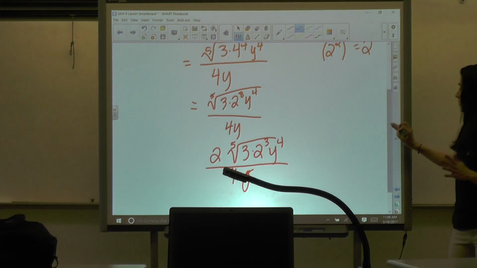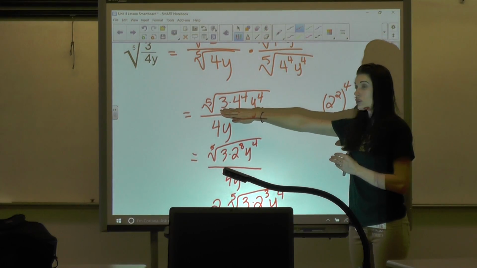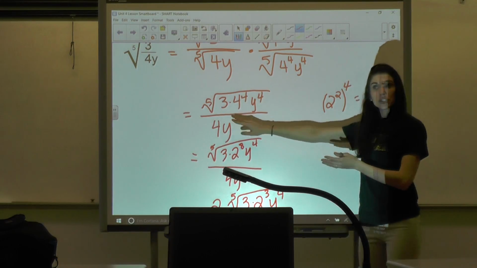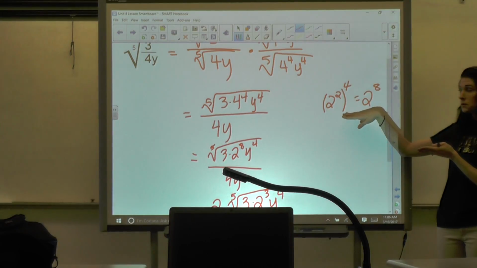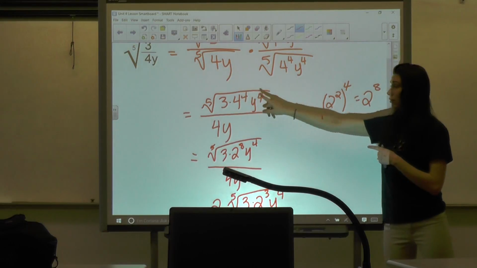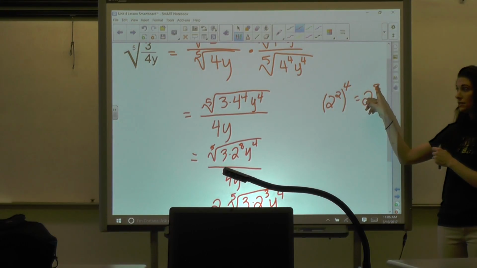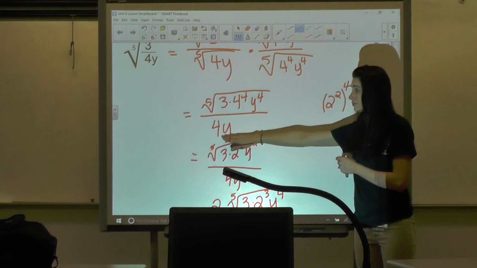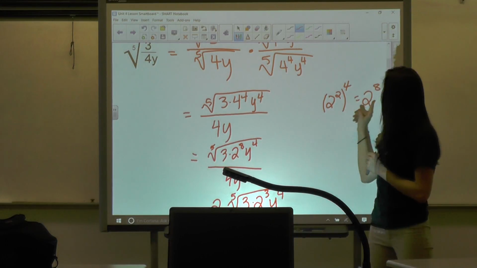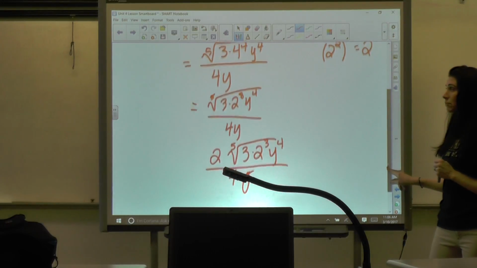Let me go back up and review for a second what I did. Here we saw that 4 was not a prime number, so you have to make it a prime number. 2 squared to the power 4 is the same thing as 4 to the power 4. Because power to a power, this is 2 to the power 8, and this is over 4y. So instead of 4 to the power 4, we're now using 2 to the power 8. You have to simplify.